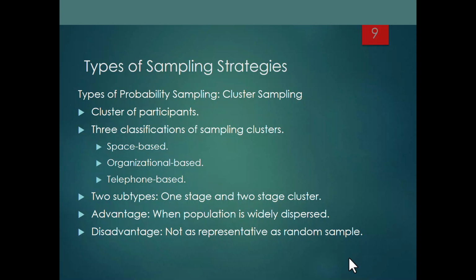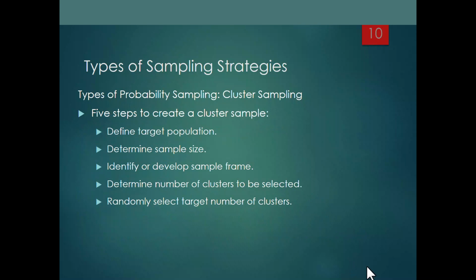So the advantage of cluster sampling is that it's appropriate to use when the target population is widely dispersed geographically. So if you are doing research on a large geographical area, if your population is just dispersed all over the place, cluster sampling is great because then you can just select individuals from a specific cluster. The disadvantage is that clusters may not produce a sample as representative as obtained by using a random sample given the same sample size.